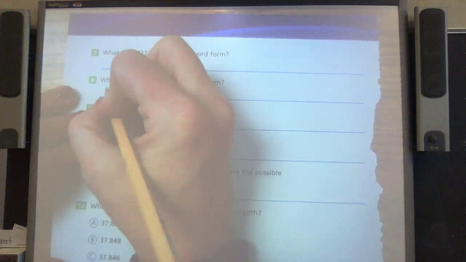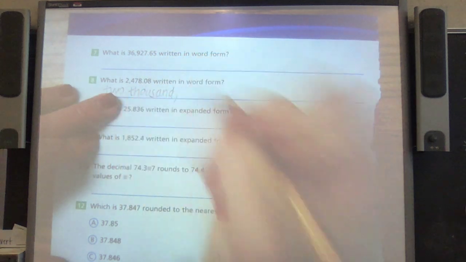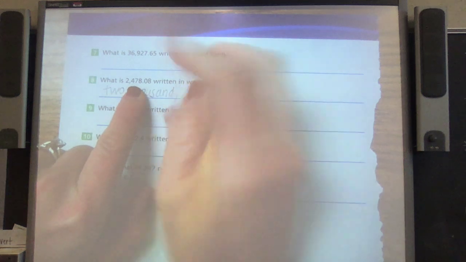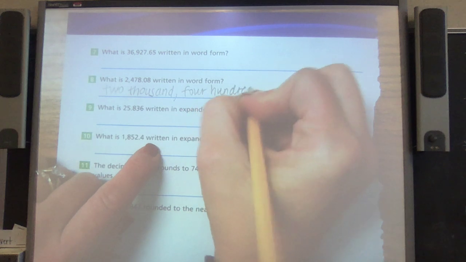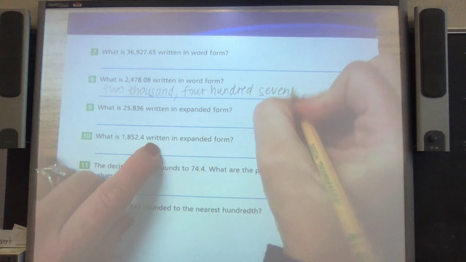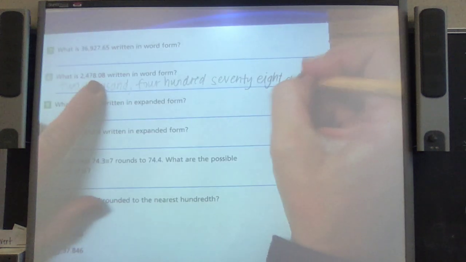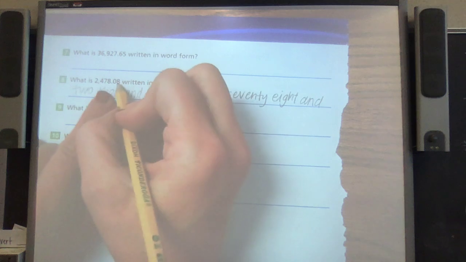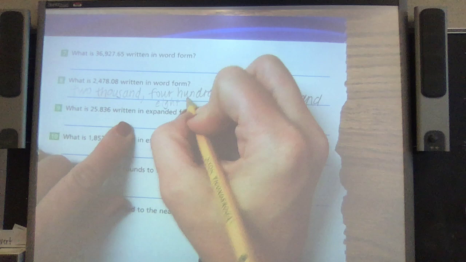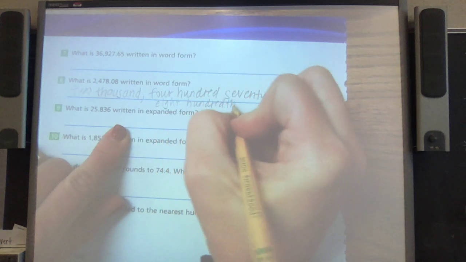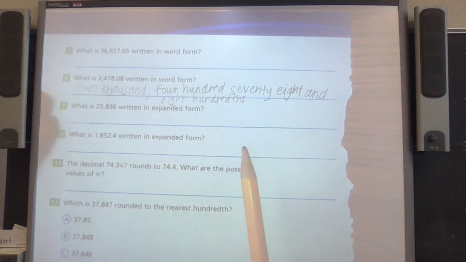What is 2,000? How do I say that together? Just that. 478. How do we say that decimal? And this is 8, and it's in the tenths, hundredths. And 8 hundredths. If you say it, make sure it matches what you have here.